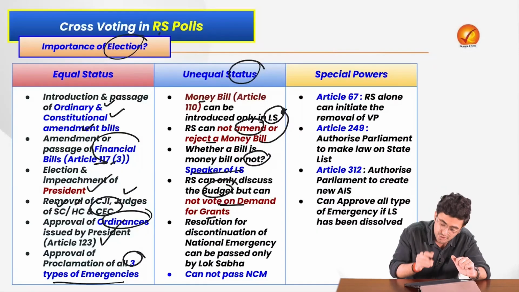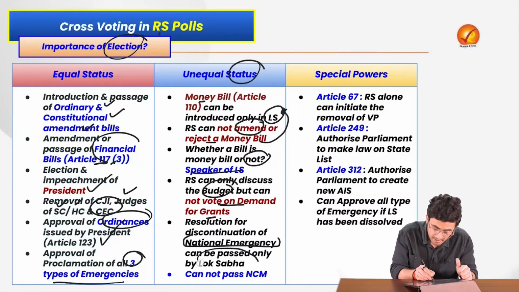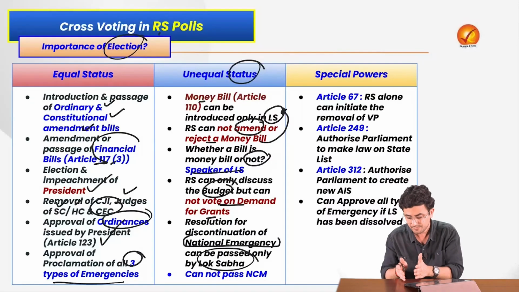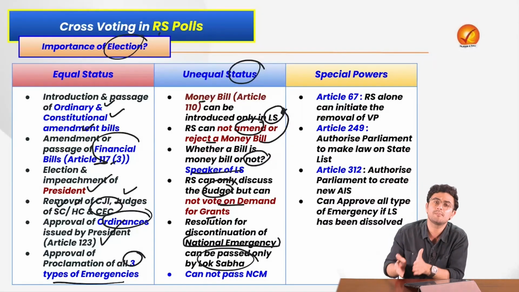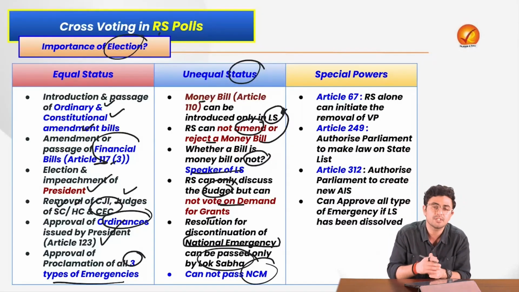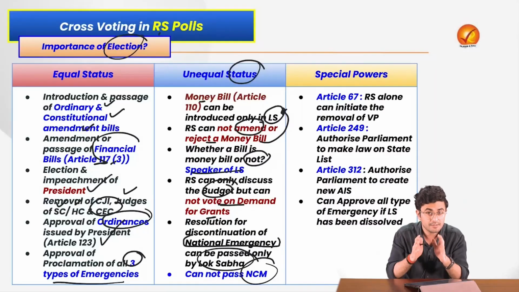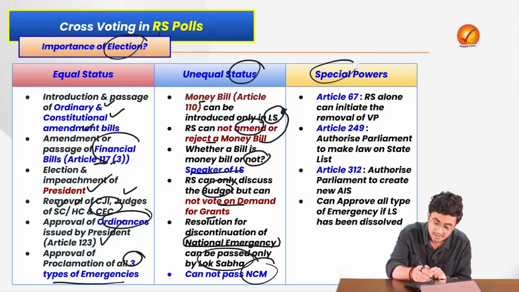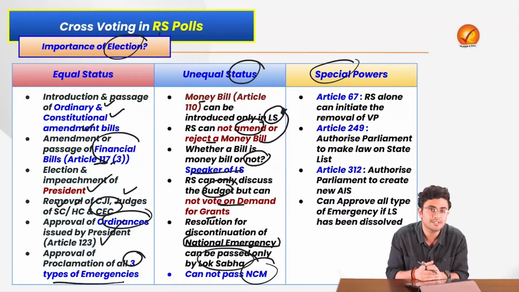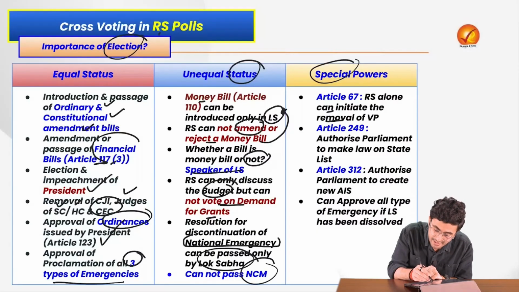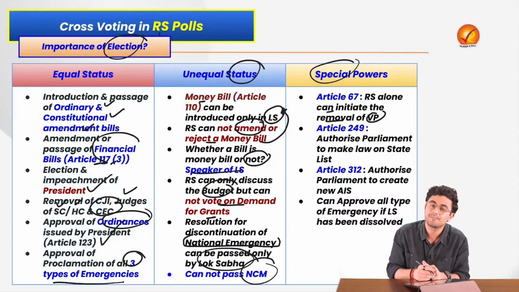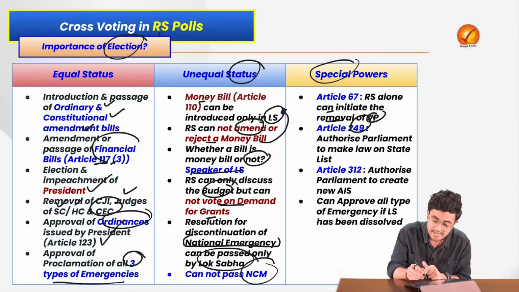For any resolution of discontinuation of a national emergency, it can be passed only by the Lok Sabha, and your Rajya Sabha can also not pass the no confidence motion. But then there are certain powers which Rajya Sabha has which are considered as special powers. For example, Article 67. So Rajya Sabha alone can initiate the removal of Vice President. Article 249. It authorizes the Parliament to make law on the state list.